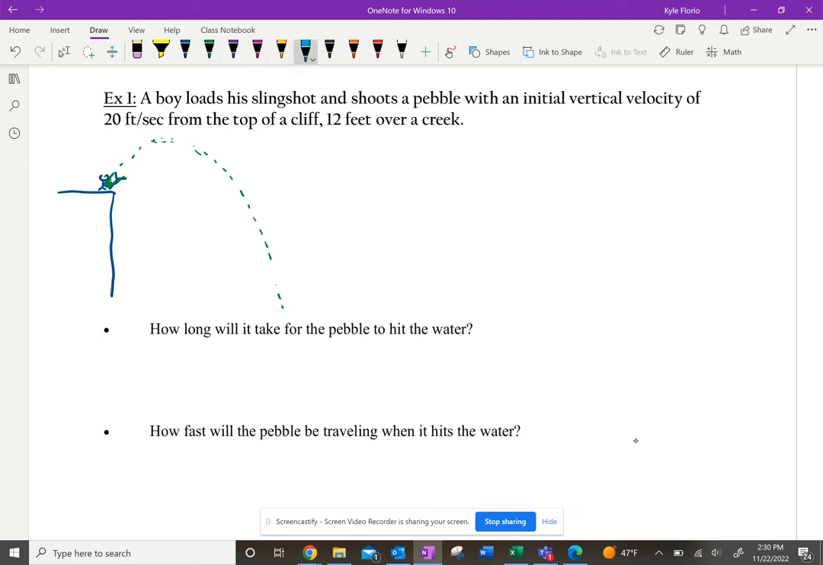So here's my water. Okay. So a couple of things we know. Let's have a diagram. He's 12 feet over the creek, so his height is 12 feet. Sorry if my drawing isn't good. We have his initial vertical velocity is 12 feet per second, or excuse me, 20 feet per second. How long will it take for him to hit the water?